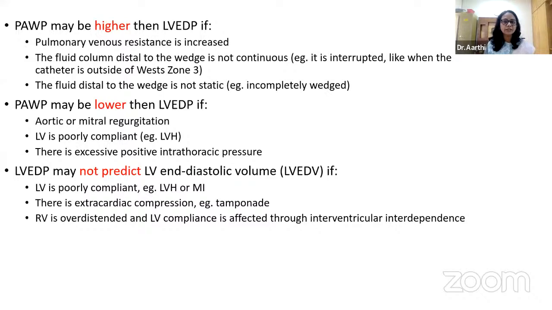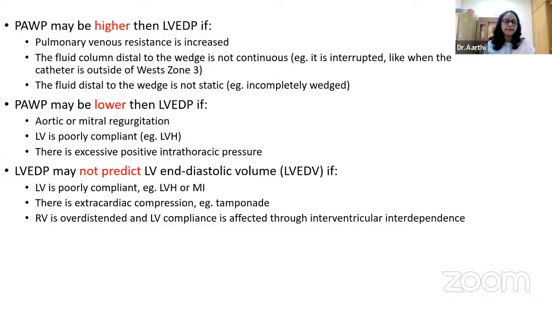And also when the catheter is not wedged in the appropriate position and there is still flow in the catheter distal to the wedging. There are also scenarios where the pulmonary arterial wedge pressures are lower than the left ventricular end diastolic pressure. For example, in aortic regurgitation and mitral regurgitation, where the pressures on the left side of the heart are higher compared to the capillary wedge pressures, and also when the left ventricle is non-compliant, and in patients on positive pressure ventilation with excessive intrathoracic positive pressures.